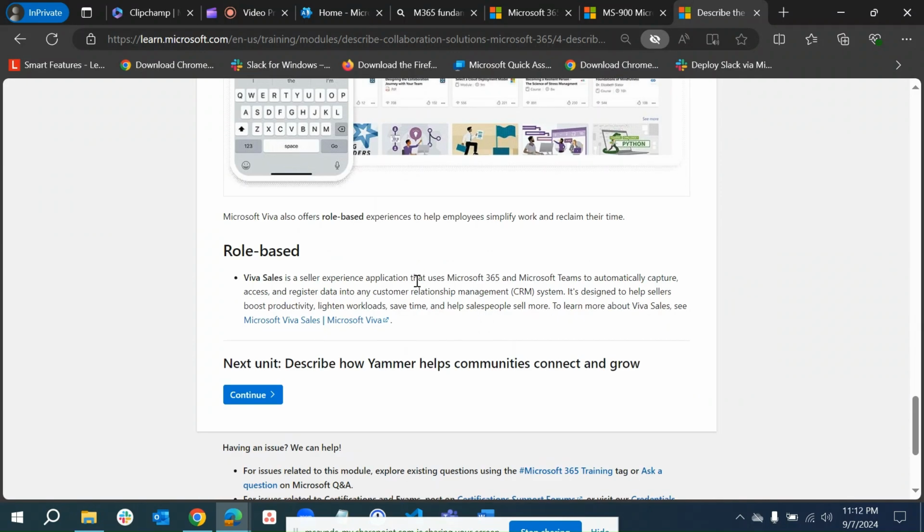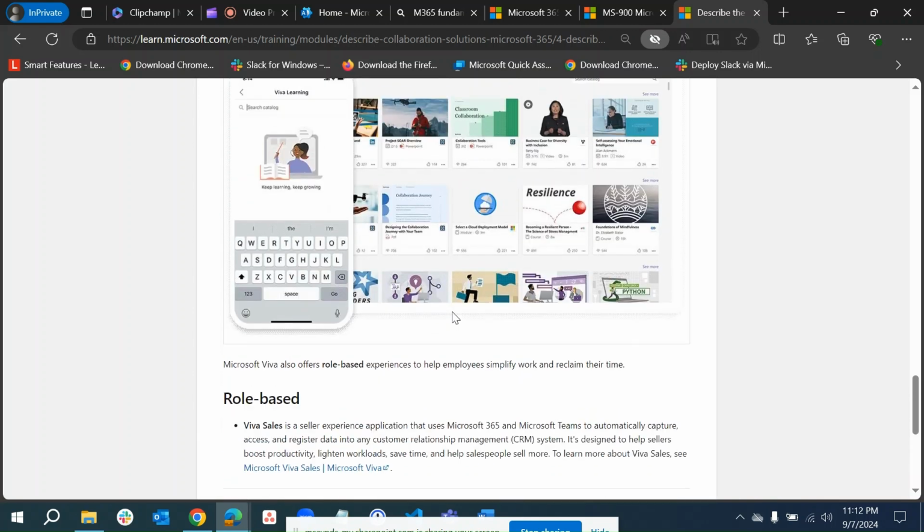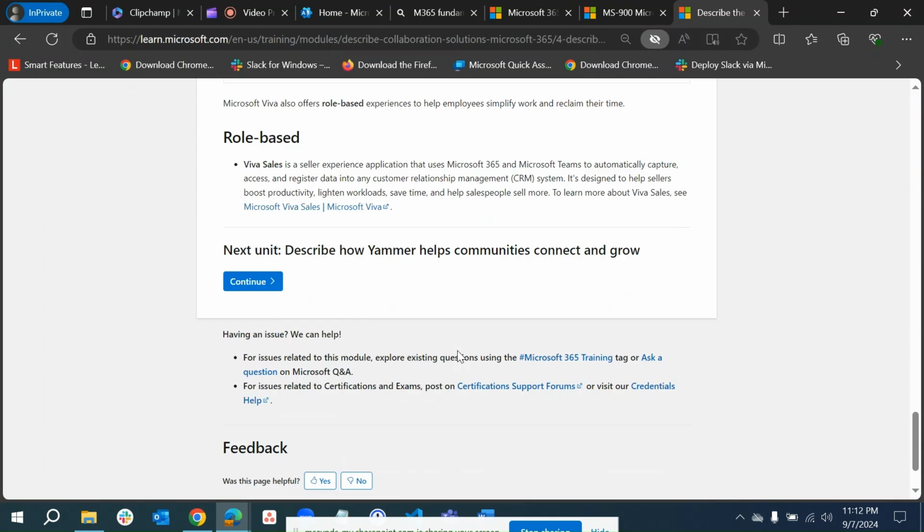And the role based one, which is a kind of seller experience application for Microsoft 365 and Teams, is Viva Sales, right? So this is mostly for sales folks, as this is a role based application or role based tools altogether, and which works hand in hand with CRM, the customer relationship management system. It's designed for sellers to boost their productivity and lighten their workloads, save time, and help salespeople across the company to improve the overall team efficiency, project efficiency, and the company efficiency at the end, right?